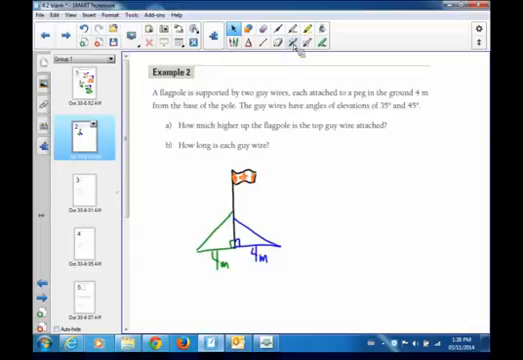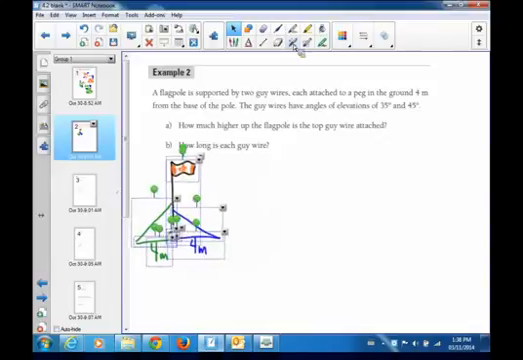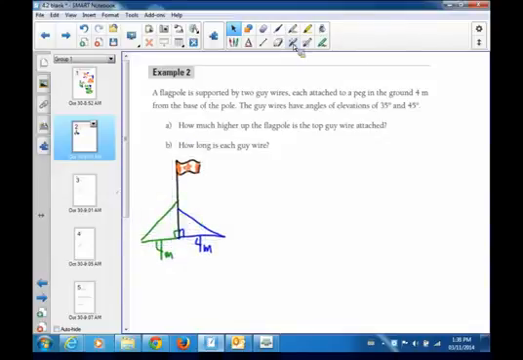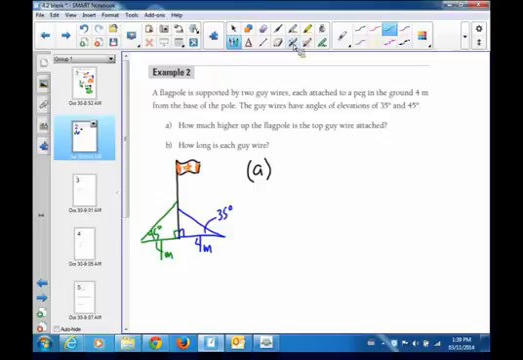Now, I consider this two problems at once. I'm going to move mine sideways a little bit. So, for part A, how much higher is the top guy wire attached? So our green is the one we drew that'll be higher, right? Well, I didn't put 45 degrees down. And then blue is 35 degrees there. Well, I'm going to consider it two problems. I'm going to have the 45 degree problem. I'm going to draw that right here.